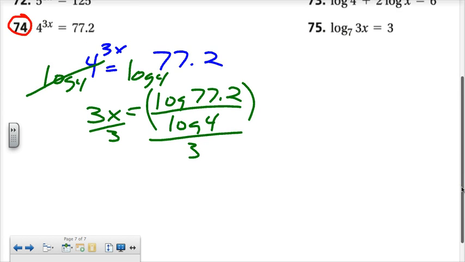and we'd grab a calculator. To avoid any rounding error, we'd punch this all in at once. So we need the logarithm of 77.2 parentheses divided by the logarithm of 4 parentheses, and then divide that entire answer by 3, 1.04508, so 1.0451 for number 74. And those are the only problems I'm going to do on this assignment.